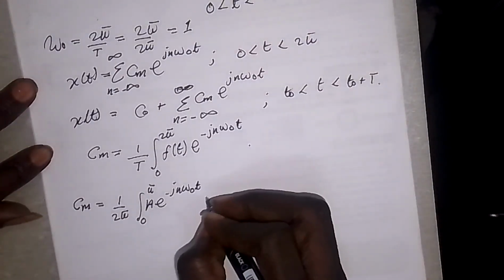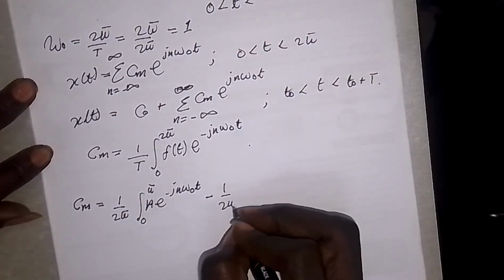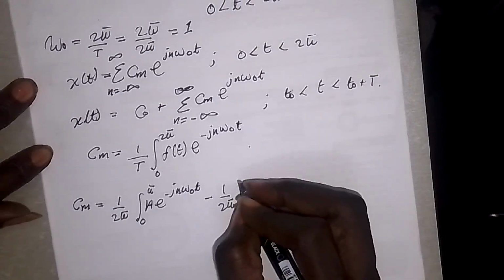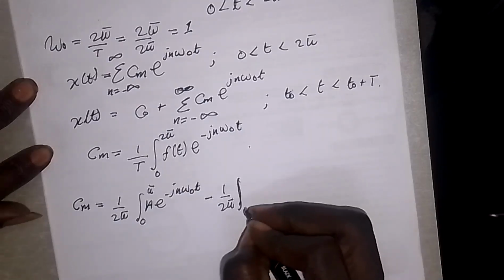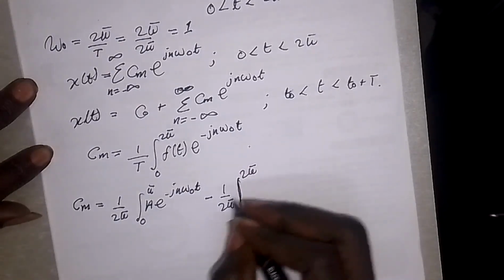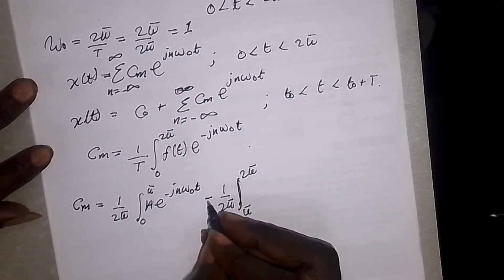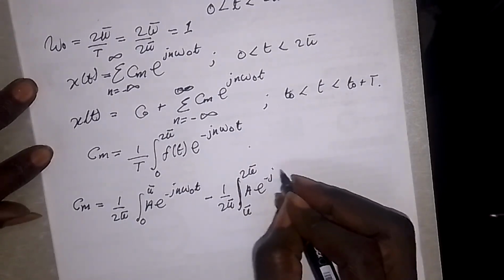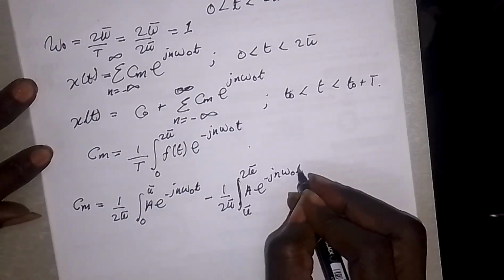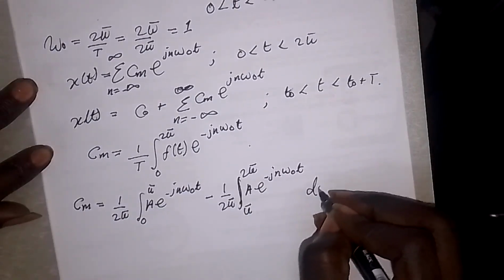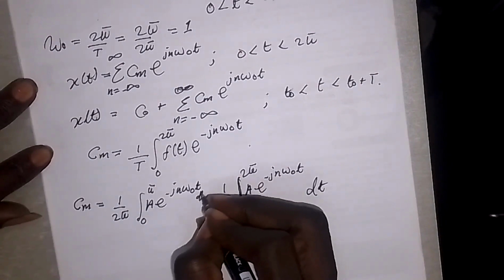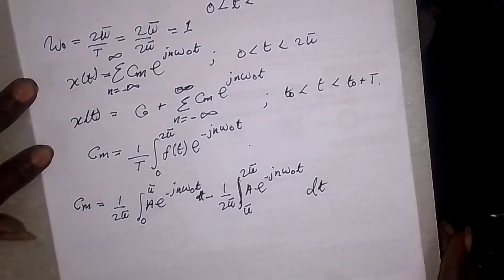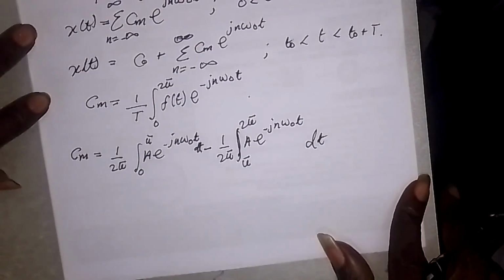So now I'll have minus 1 over 2 pi into the integral from pi to 2 pi, where the value is minus a. That's why I brought the minus here, into another a, into e^(minus j n omega naught t). I can bring the t here, and so you can have this equation.